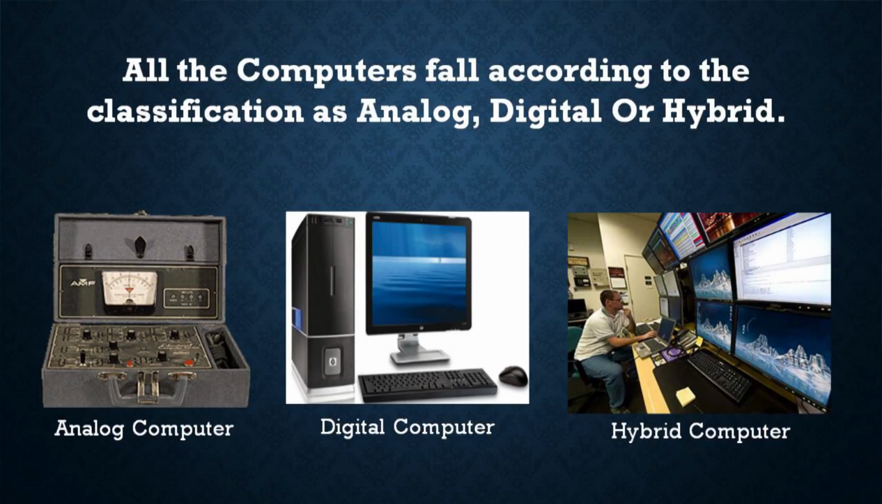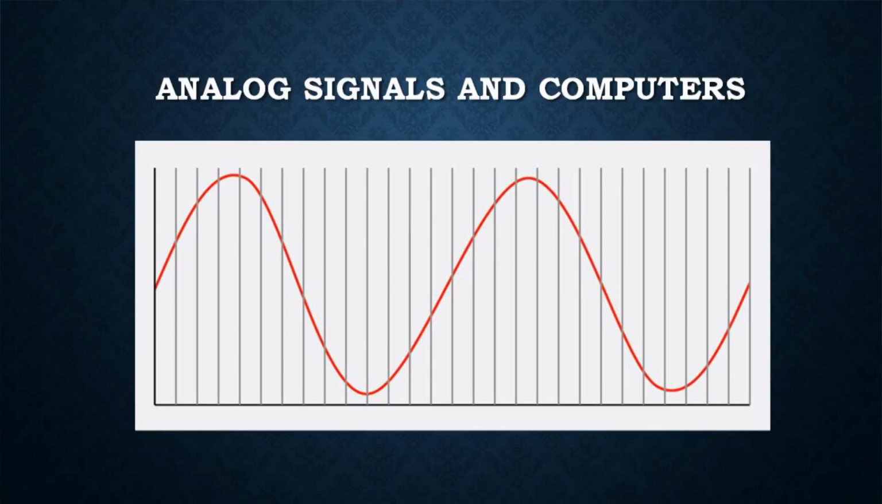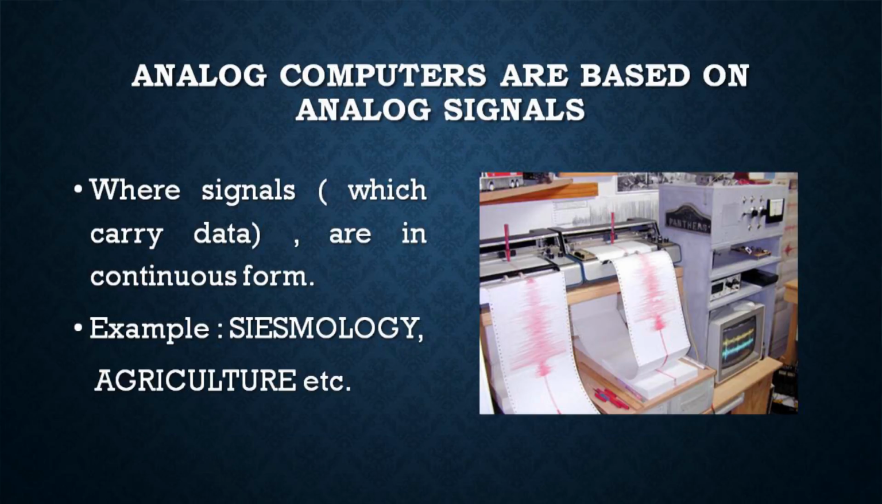Let us go on to the classification of computers on the basis of types and on the basis of generations. When we talk about types of computers, we mainly talk about three categories: analog, digital, and hybrid computers. Analog computers basically take signals which carry data. It is very important to know that data should be there in the signals. However, these signals are in continuous form. The uses of analog computers are usually in the fields of seismology, agriculture, etc.